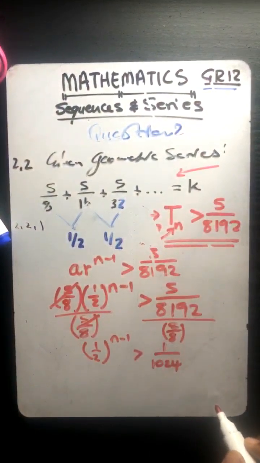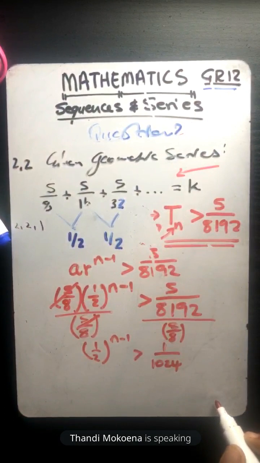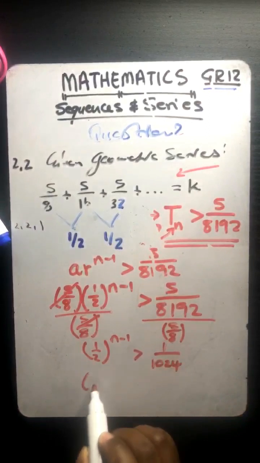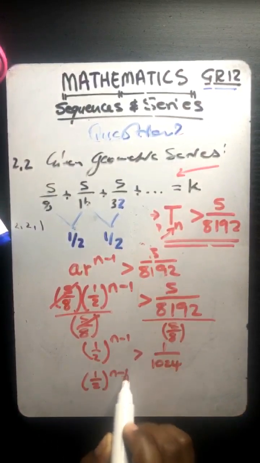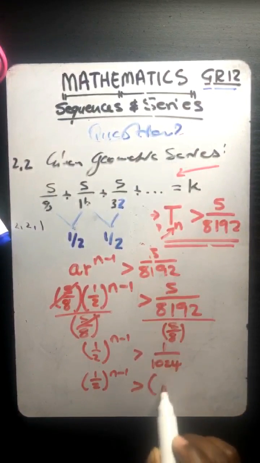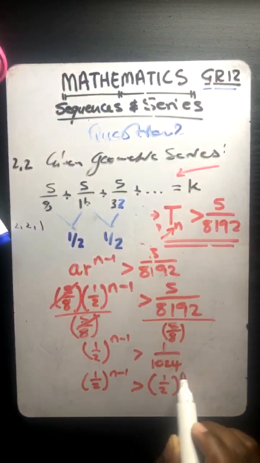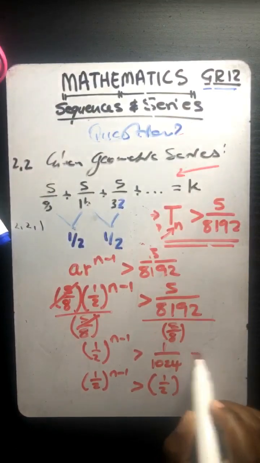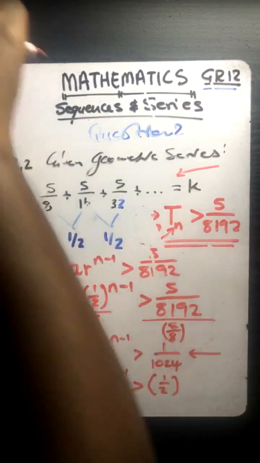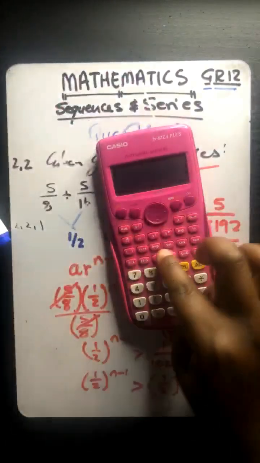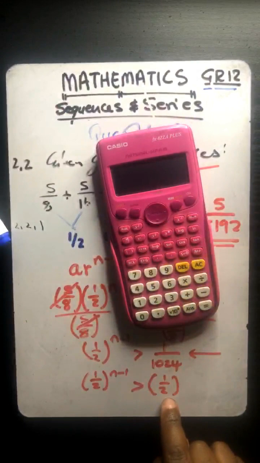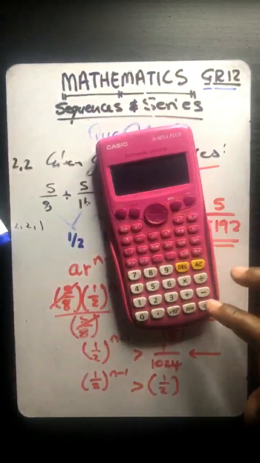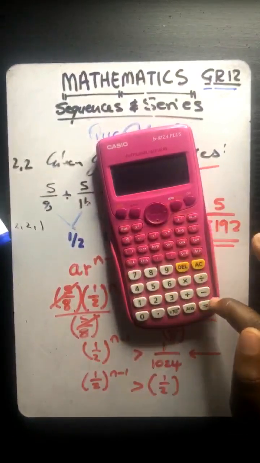So now, you can still apply the same principle and say, since I'm having 1 over 2 to the exponent that is greater than this, how about I try to check what exponent I'm going to get which will take me back to this. So this is what I'm going to do. I want the bases to be the same. So you're going to have 1 over 2 to the power of, let's start with 3. 3 is 1 over 8.